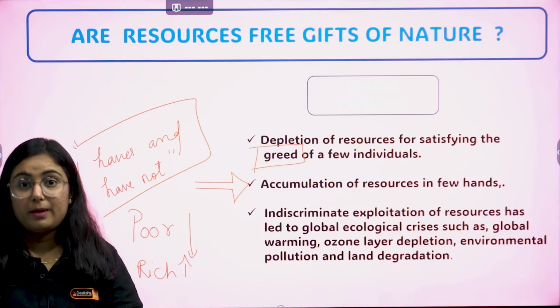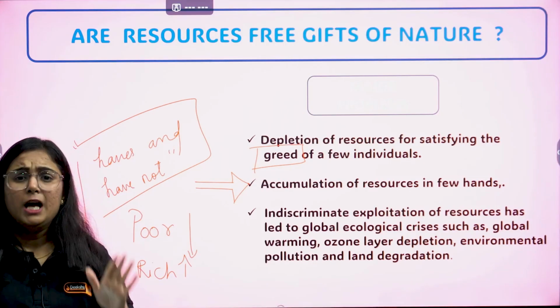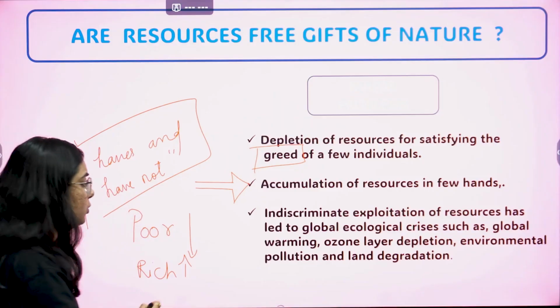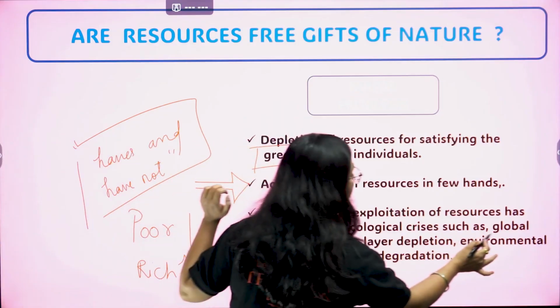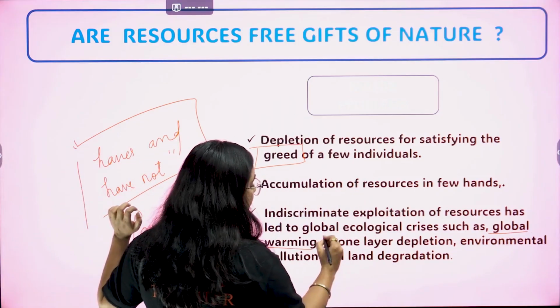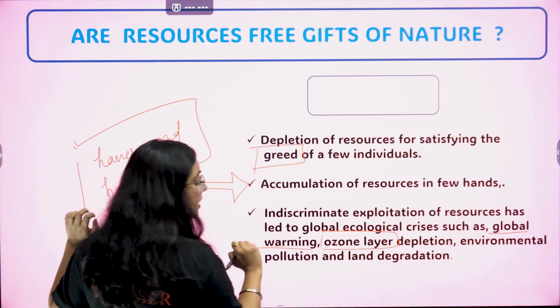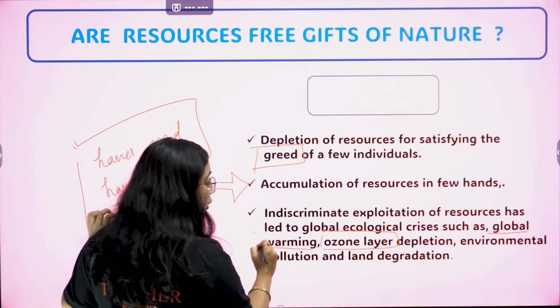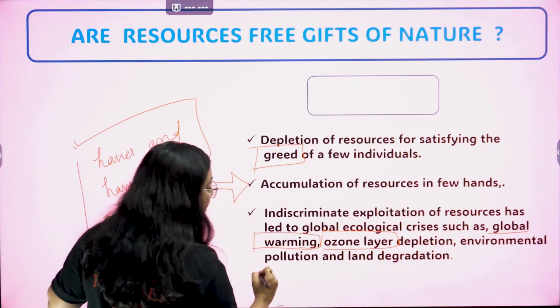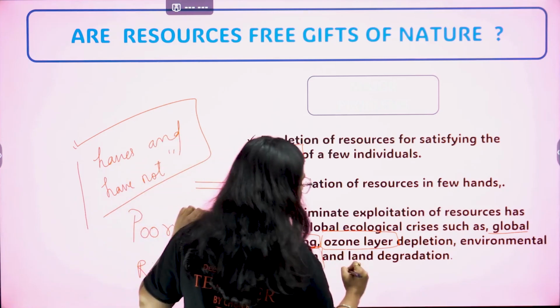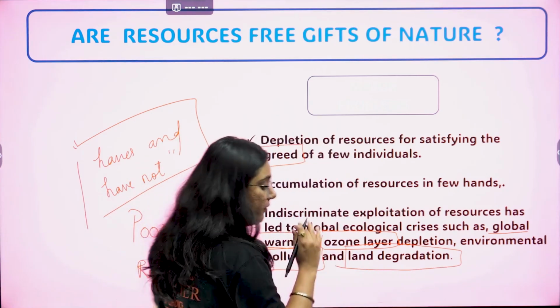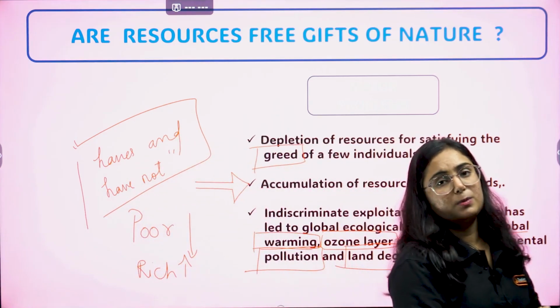You have to pay back. Getting my point? Because of this indiscriminate use, we have faced certain global crises. For example, ozone layer depletion, global warming, pollution, and, very important, land degradation. We have seen all these consequences because of that.